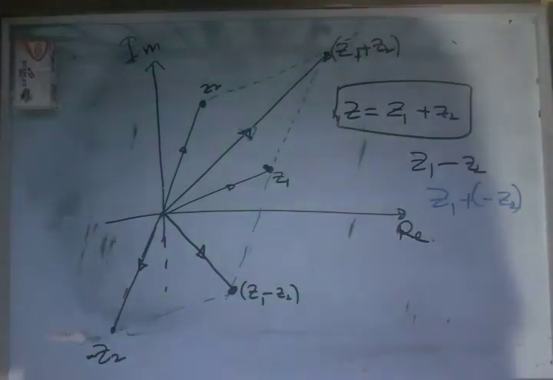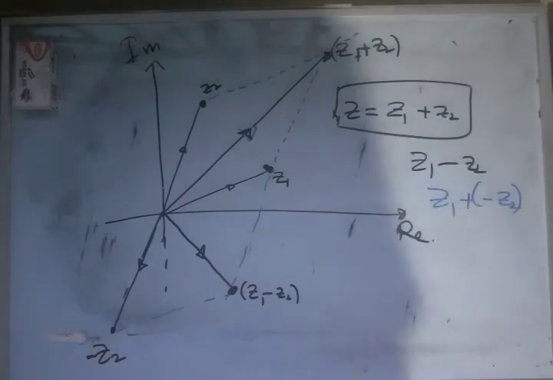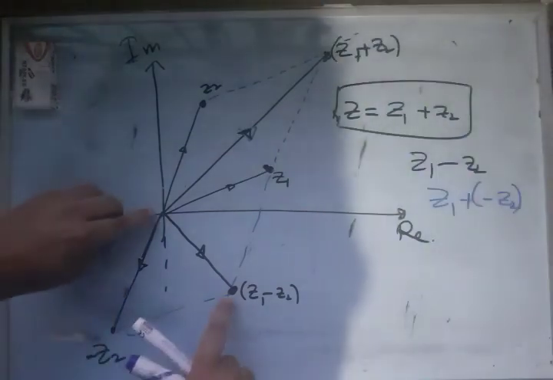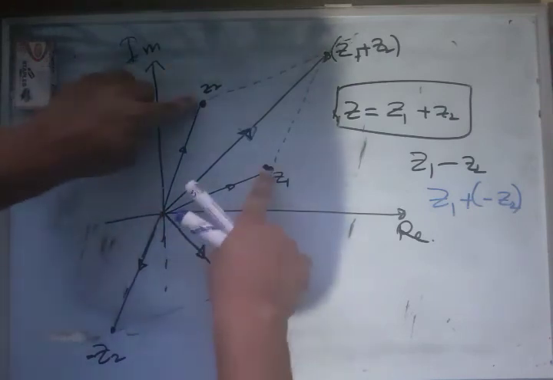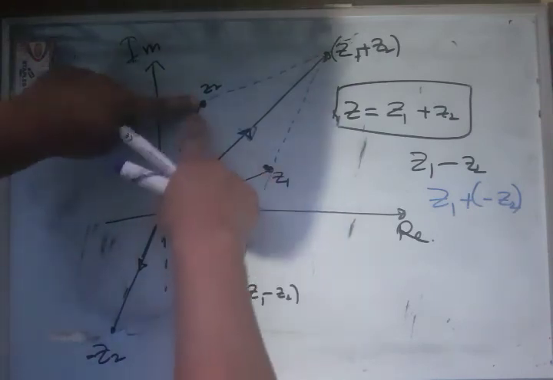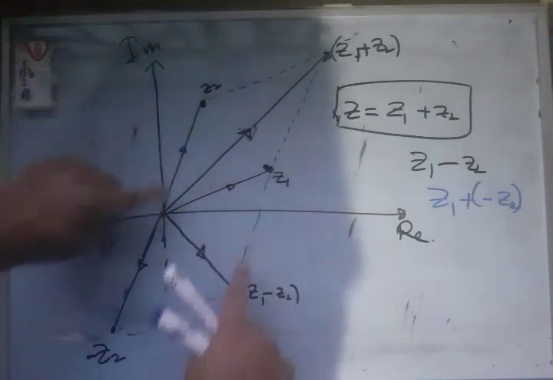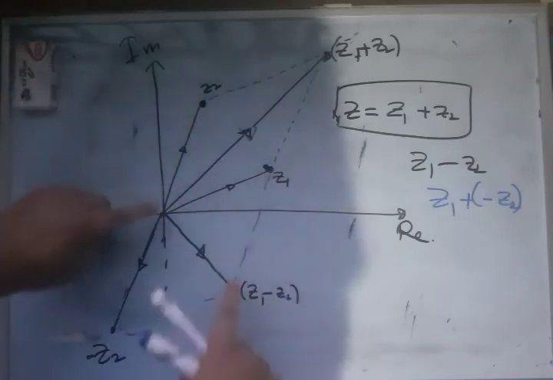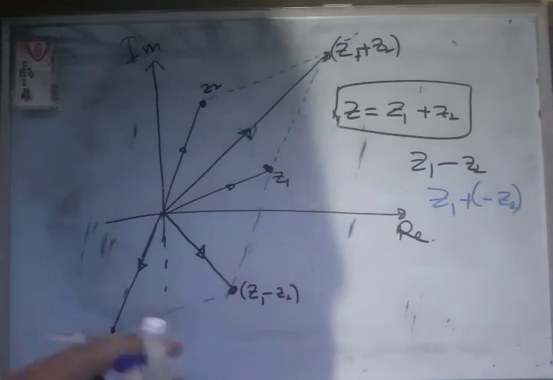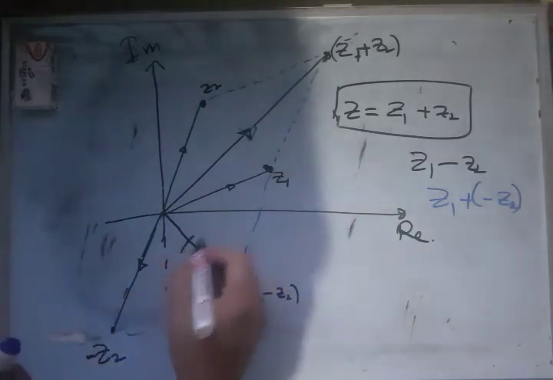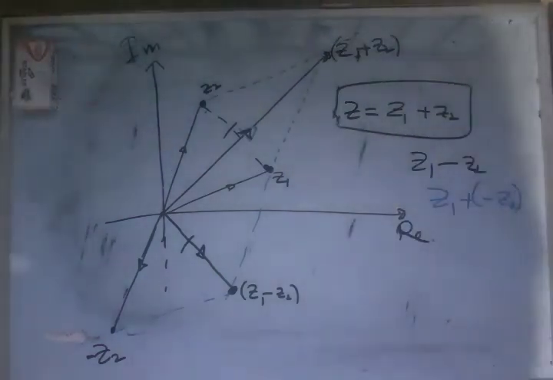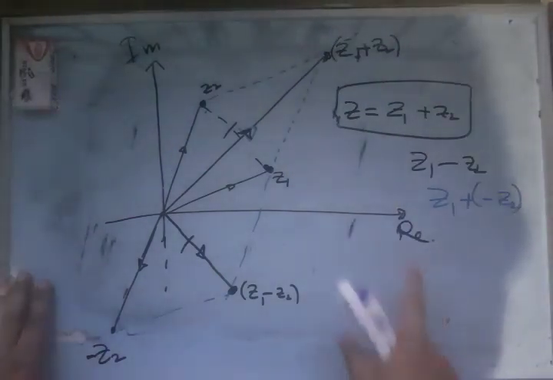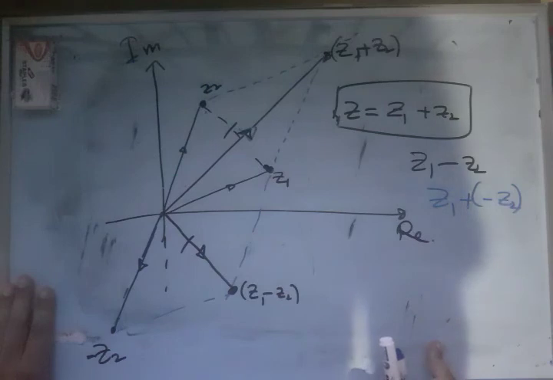One thing to remember here is that this length is equal to this length here between z2 and z1, same length, right? Just keep this in mind for the moment. These two sides are equal to each other. Okay, this is how you construct addition and subtraction of complex numbers in a complex plane. Right, thank you.